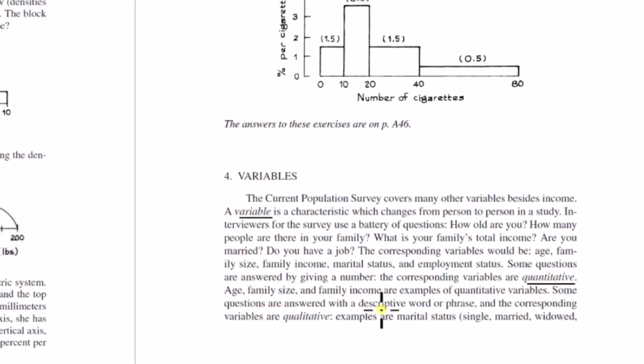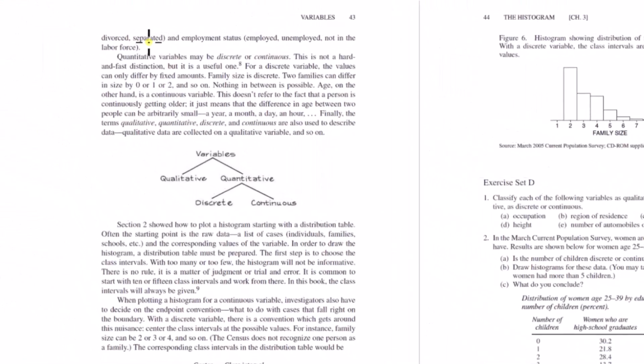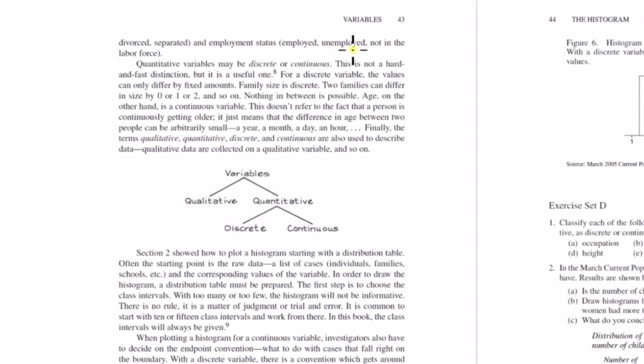Some questions are answered with a descriptive word or phrase, and the corresponding variables are qualitative. Examples are marital status, so single, married, widowed, divorced, separated, and employment status, employed, unemployed, not in the labor force. So you can think about whenever you're filling out those forms at the doctor's office, if you have to give a number for a question, like your age, that's considered a quantitative variable. And some of the other questions are more of a descriptive phrase, like employed, unemployed, single, married. That's a qualitative variable.